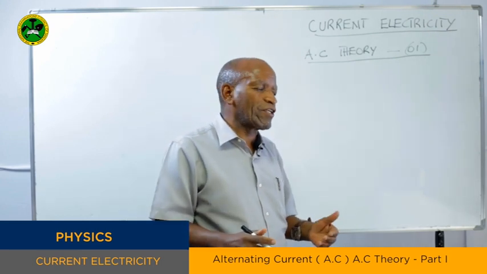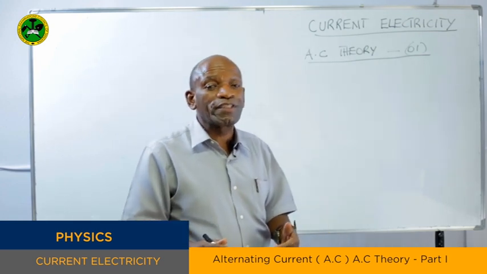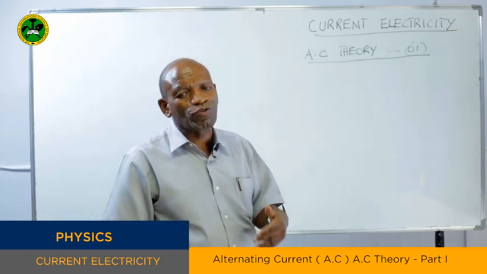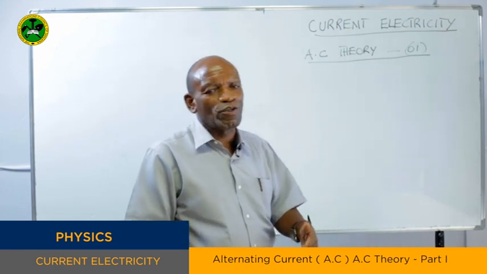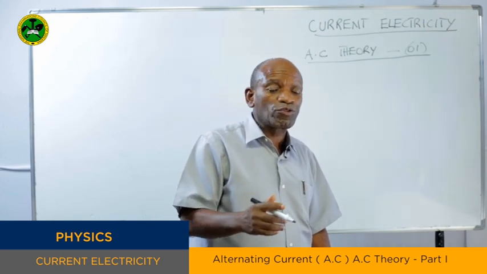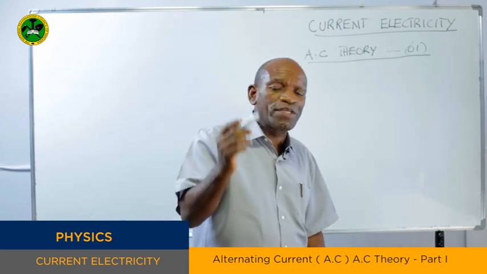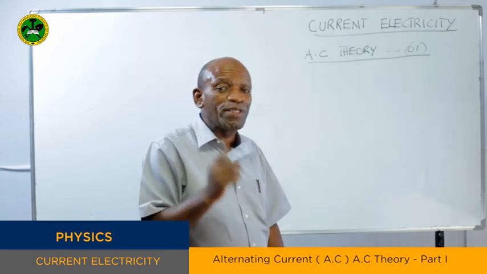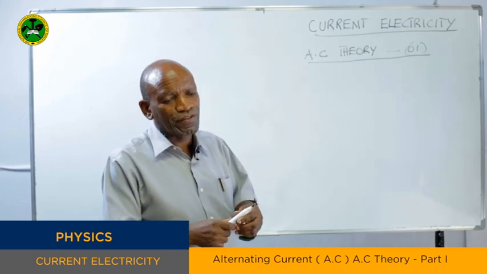Another advantage is that an alternating current can be transported very easily from one location to another. For example, if we need to transport electrical power from Kilombero to Dar es Salaam or from Kilombero to Bukoba, it is possible when the power is at a very big voltage. So it can be transported easily with minimum power loss. There are several other advantages of the alternating current as compared to the DC.